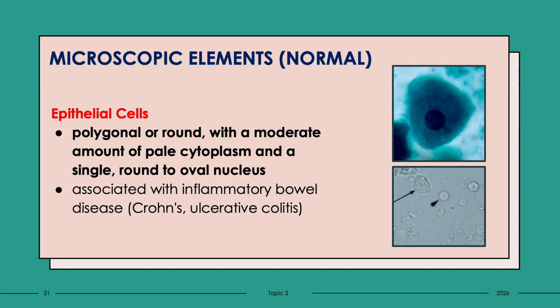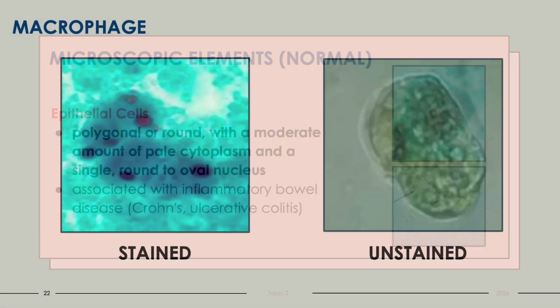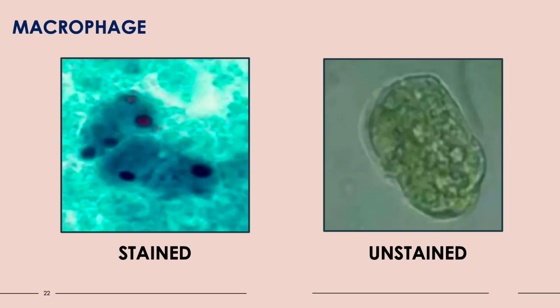Remember that a normal stool sample usually has very few epithelial cells and white blood cells. So finding more of these cells may suggest that the gut or the gastrointestinal tract might need attention. Here is a side-by-side picture of a stained and unstained picture of macrophages.